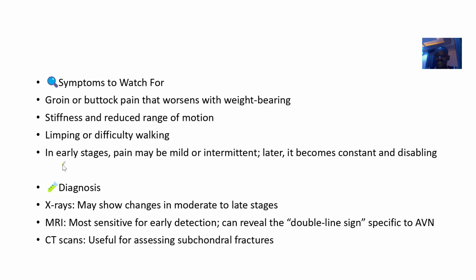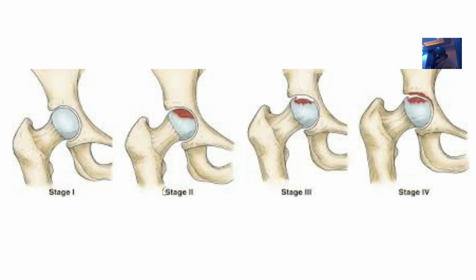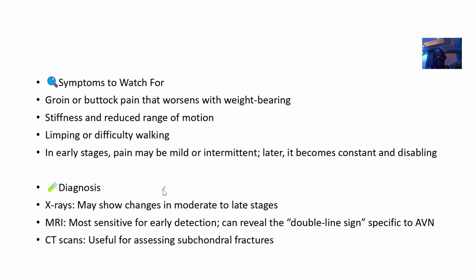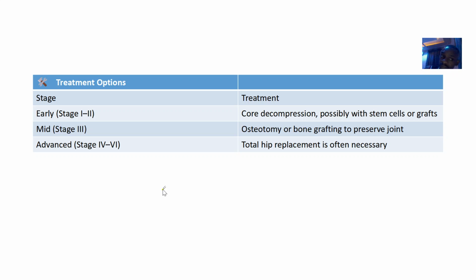So in early stages, pain may be mild or intermittent. Then later on, it becomes constant and the person is not able to even move that part of the body. That's a disabling pain. So diagnosis, I might want to do imaging to look inside the hip to point out the issue, like X-rays, MRI, and CT.